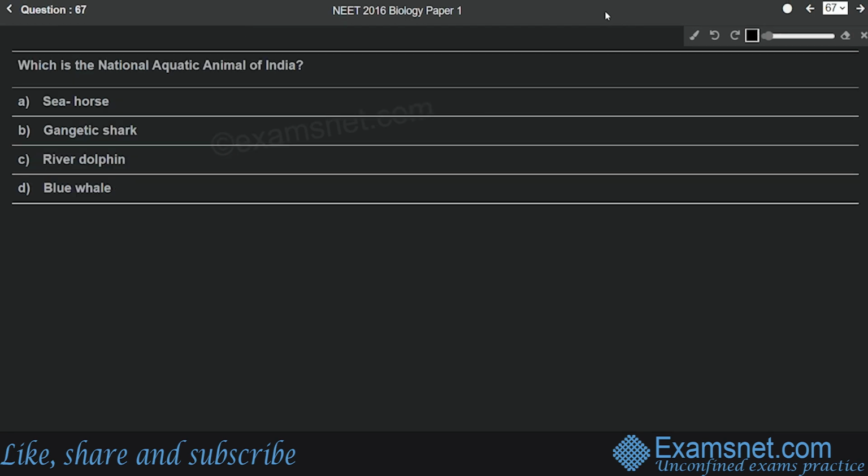Question number 67 is from the chapter Biodiversity and Conservation. And the question is, which is the national aquatic animal of India? Options are seahorse, gangetic shark, river dolphin and blue whale. And the correct answer is option C, that is river dolphin. Okay, this is the national aquatic animal and it is also known as Ganges river dolphin.